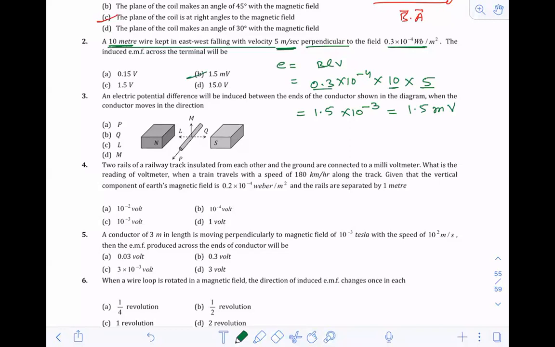What about this one? You have left this thing. What have you people done? 5 into 3, 1.5, 1.5 into 10, 15. All those who have answered D. Yes? Yes, sir. So yes, sir means minus 1. Understood? Yes, sir means minus 1 in exam. Do you get it?